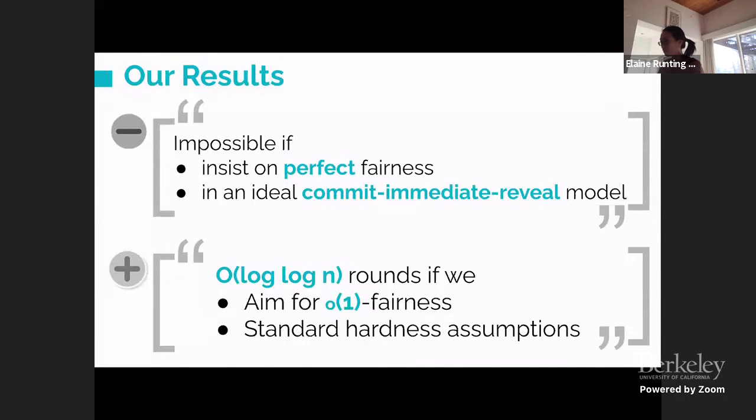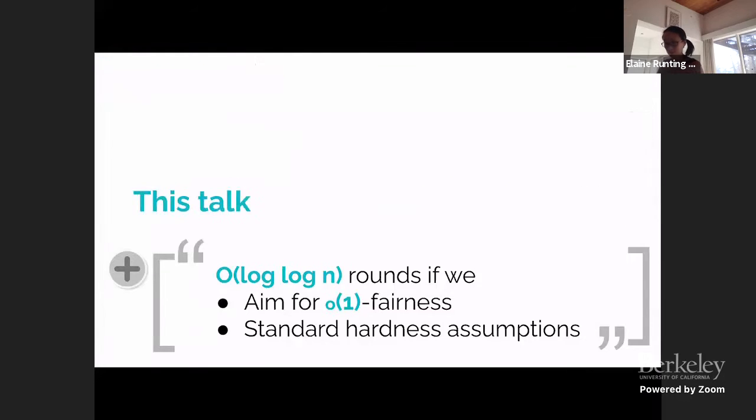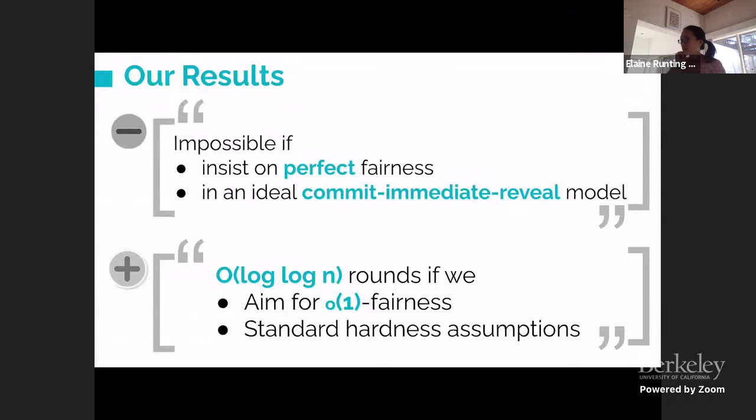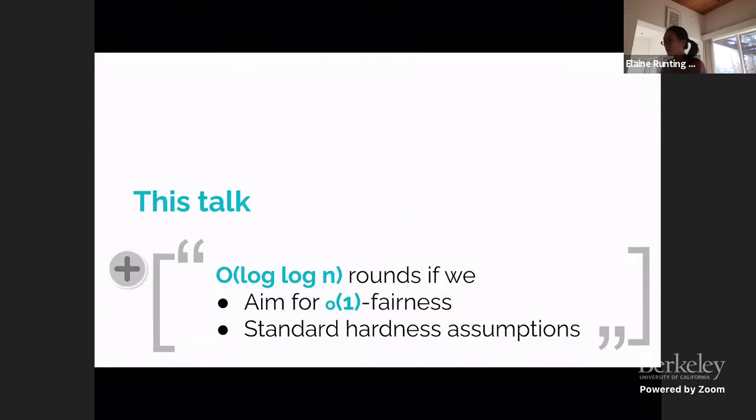So now, our upper bound. We show that if you are willing to relax the fairness to an approximate notion of fairness, I'll explain this in a little bit, and moreover, if you are willing to assume standard cryptographic assumptions, then we can actually achieve log n rounds. In comparison with the tournament tree protocol, this is an exponential improvement. I'll elaborate on two things. One is what is approximate fairness, and the other is what cryptographic assumption we need. This is what I want to focus on in this talk.